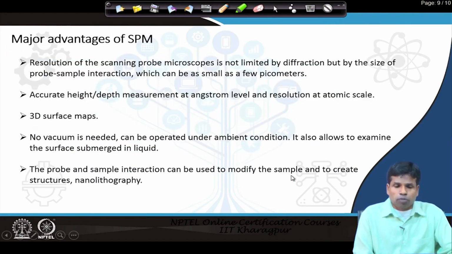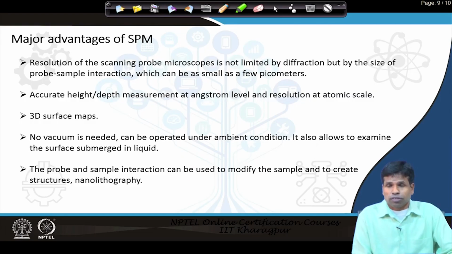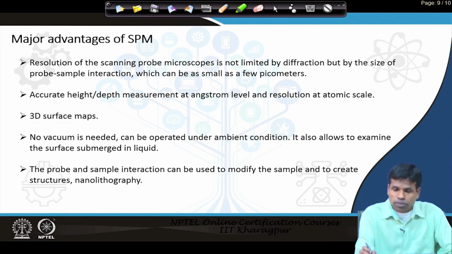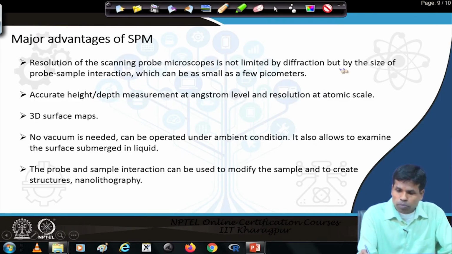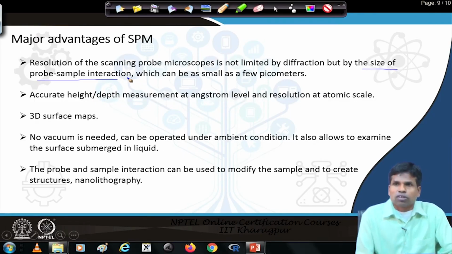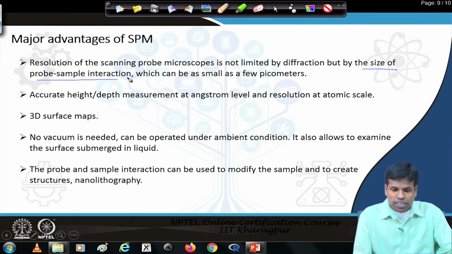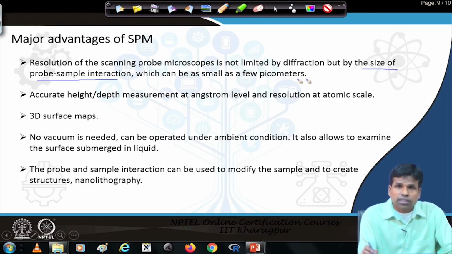Major advantage of scanning probe microscope. Here the resolution of the scanning probe microscope is not limited by diffraction, because there is no diffraction here. Electrons and ions diffract, but here the probe is touching. What is more important here is the size of the probe-sample interaction, how small the tip is. If it is atomically sharp, then we get atomic information. If the tip is bigger, then we get similar bigger area information.